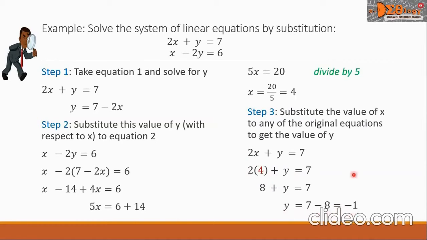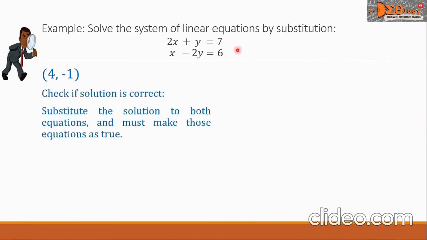Let us write our ordered pair. The x is 4 and the y is negative 1. So this is the solution of the system of linear equations. Let us write our answer here: 4, negative 1. Now let us check if this answer is correct.